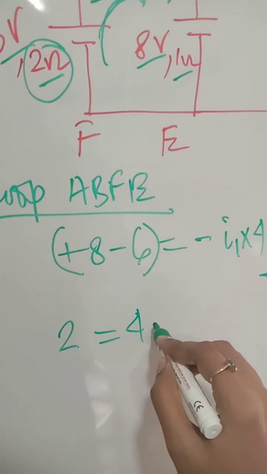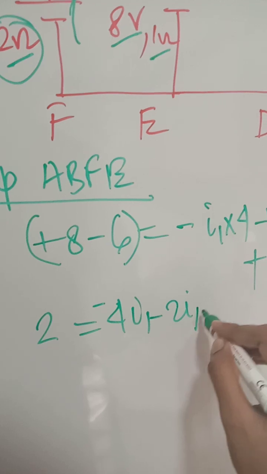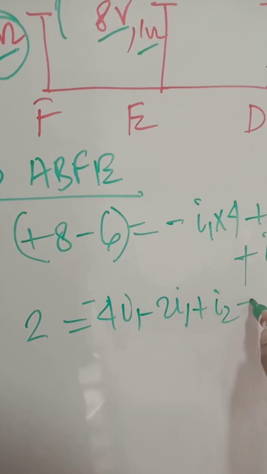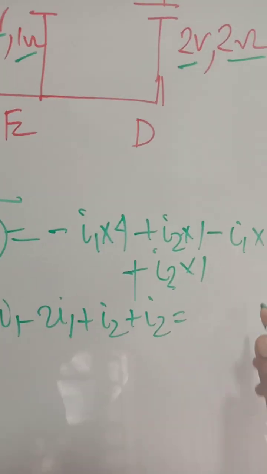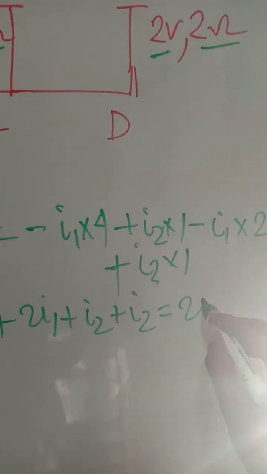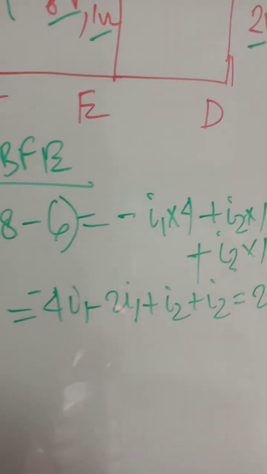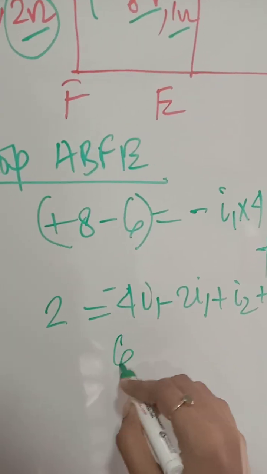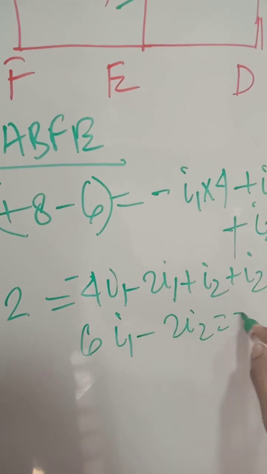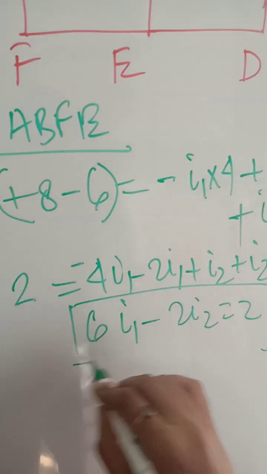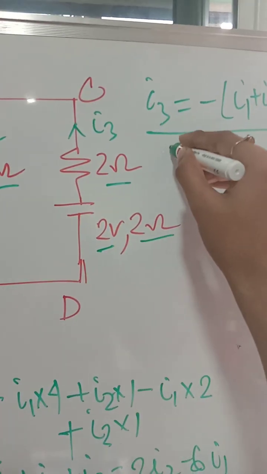So 4I1 minus 2I1 plus I2 gives 6I1 minus 2I2. This is the first equation: 6I1 minus 2I2 equals 2. Okay, so I'm writing it down in the equation over here.